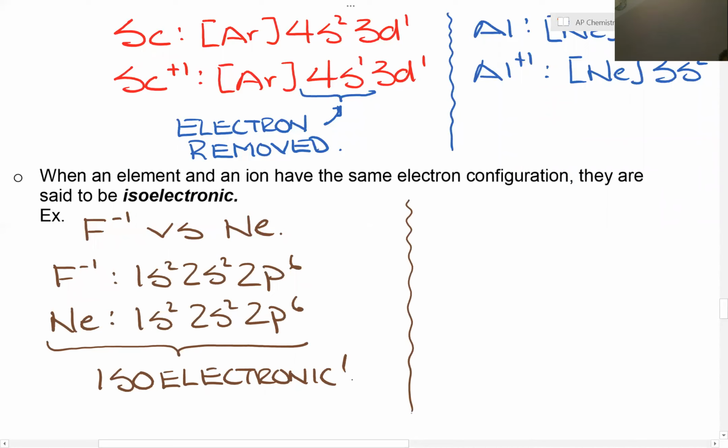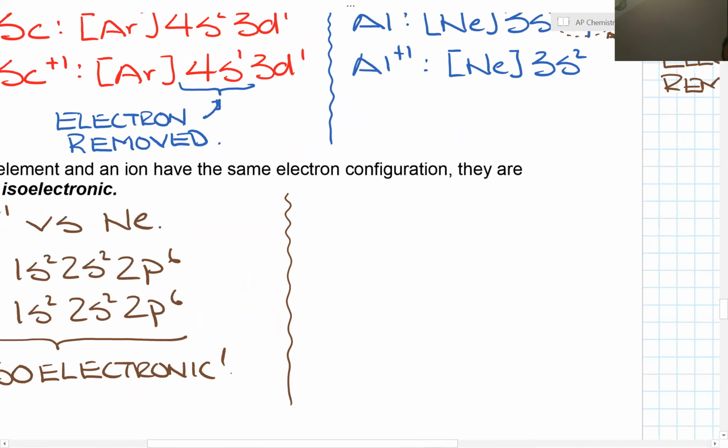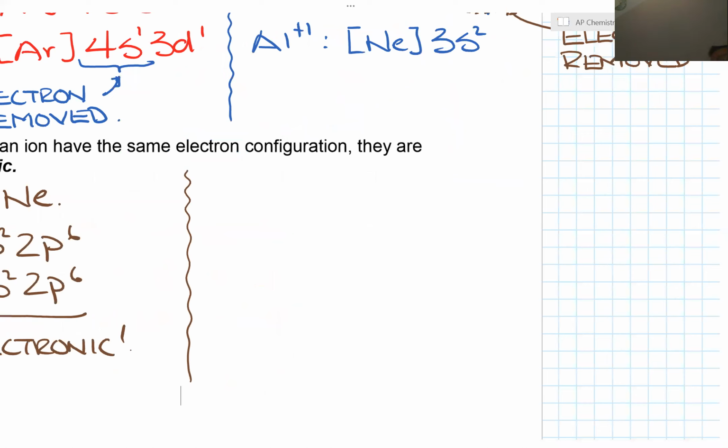Now, be very careful. Some of you might say, oh, Mr. Chan, all we need to do is look at the number of electrons. The answer is no, no, no. Let me give you an example where I can trip you up. So let's say, for example, we have calcium versus, let's say, scandium plus 1.